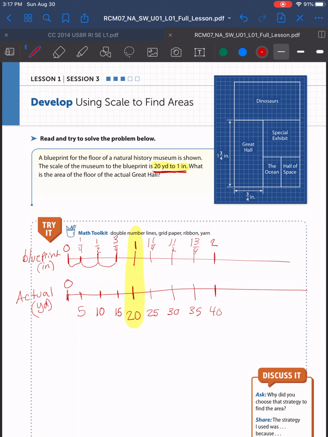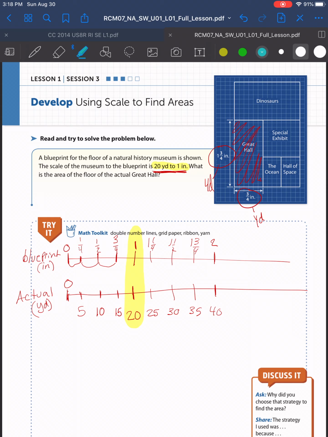Now, if I multiply those two, I'll get the area of the blueprint Great Hall. But I want the area of the actual Great Hall. So before I multiply, let's change this and this into yards. Now I could convert. However, I made this nice little timeline down here, so I'm going to go ahead and match these up.